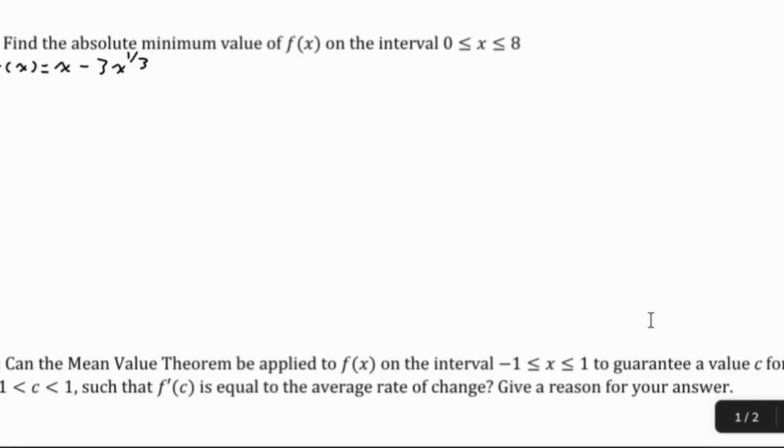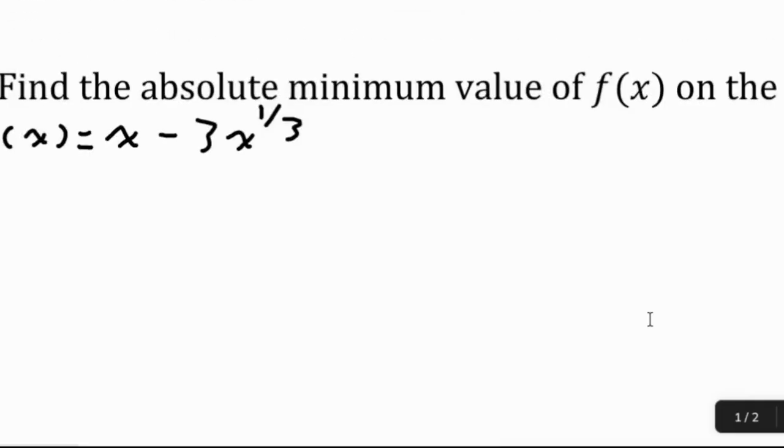So it wants us to find the absolute minimum value of f of x on the interval 0 is less than or equal to x is less than or equal to 8. Now, whenever a problem says absolute minimum, you want to think candidates test. So let's go ahead and do that. So the candidates test, remember, starts by always taking the derivative. So let's go ahead and do that. F prime of x, and we've actually done this like twice now, so we can just write it down.